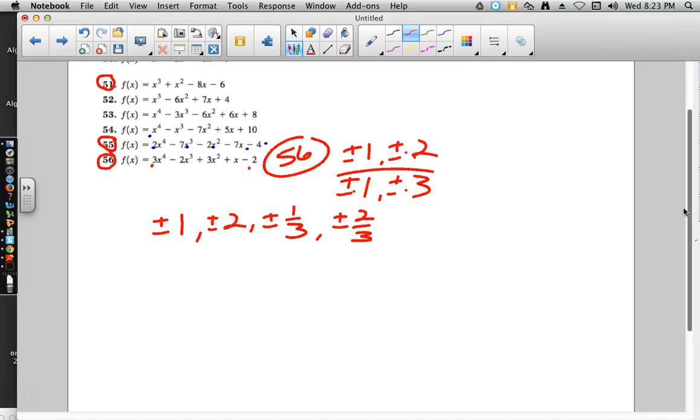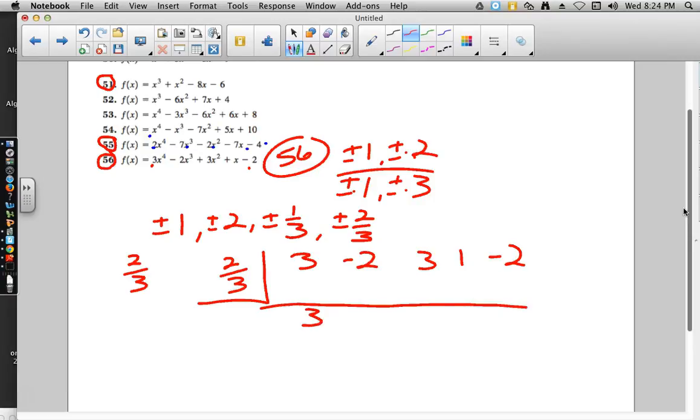Always the top divided by the bottom there. So there's our possibilities, and we go ahead and grab what appears to be rational here. The rational 0 that appears to show up when we graph this is 2/3. So what we need to do is do our synthetic division with 2/3 and see what we get. So our 2/3 gives us a 3, a -2, a 3, a 1, and a -2. And then we go ahead and bring the 3 down, multiply, and add. Use your synthetic division, as always.